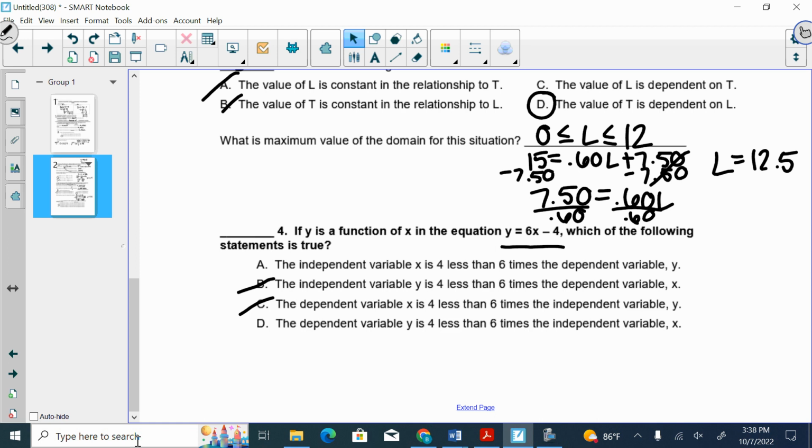This one says x is. D says y is. So which one is it? Y is. So y is 4 less, which is what this minus 4 means, 6 times the x, right?